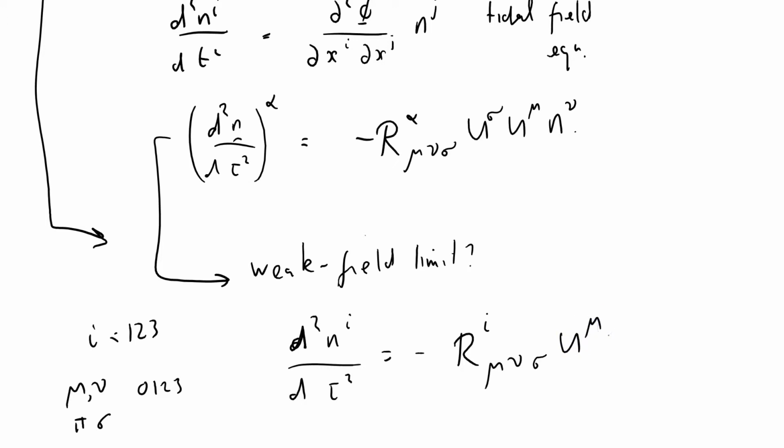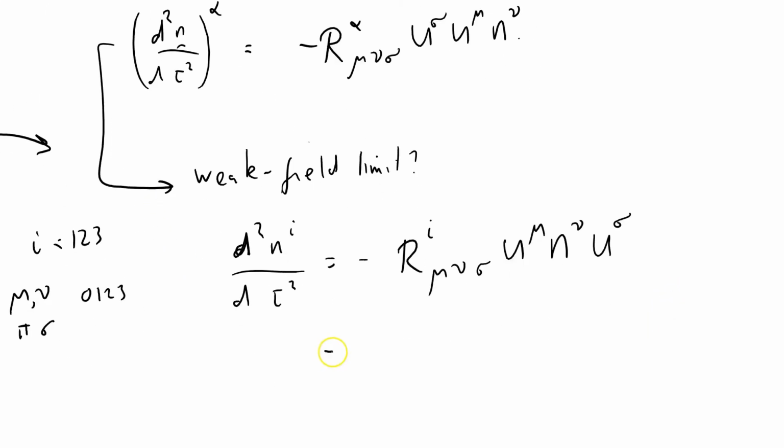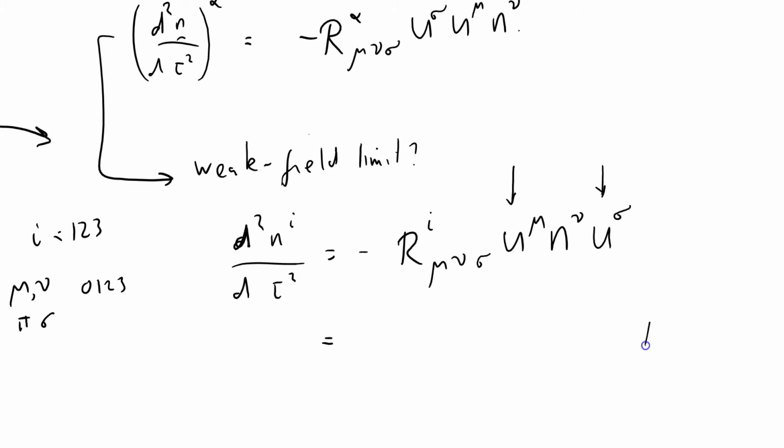u^mu, n^nu, u^sigma on the right hand side. And now we start to invoke the weak field approximations. We'll remind ourselves that because these are 4-velocities, the only component that's non-negligible is the 0 component. So that basically forces us to consider only, we're summing over mu and sigma, but they're all very small components. So mu equals sigma equals 0. That's all we're interested in.